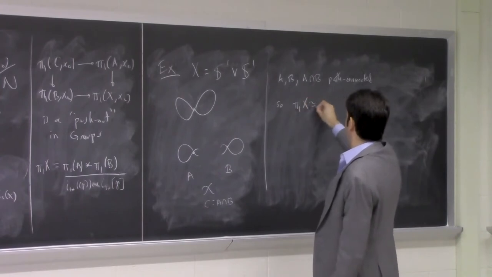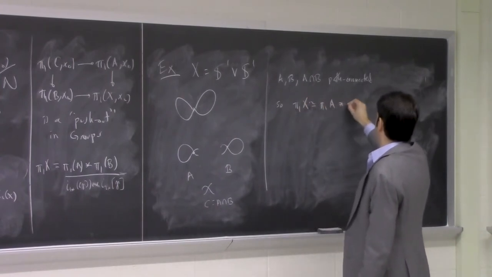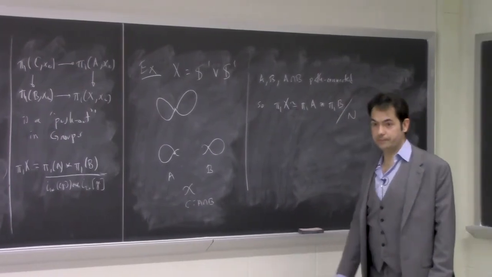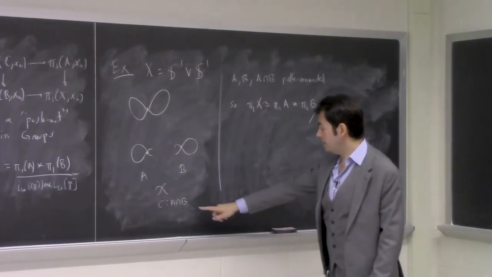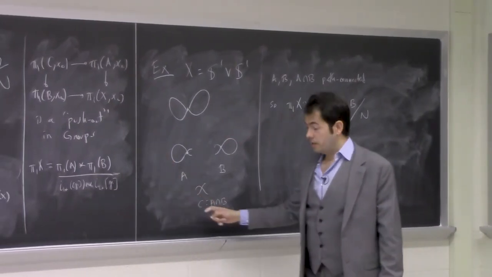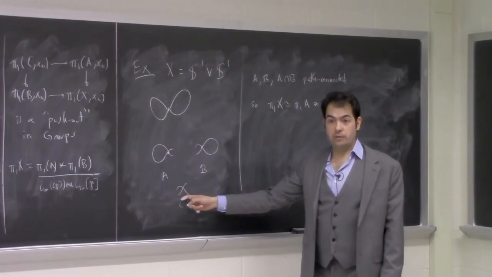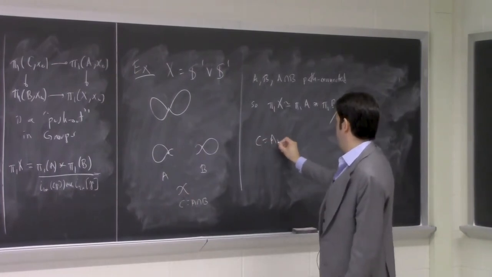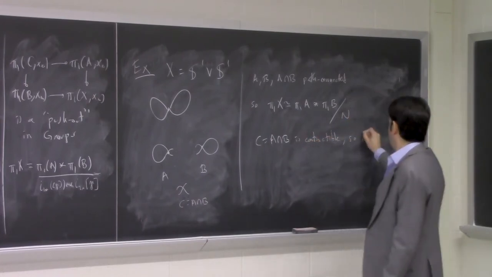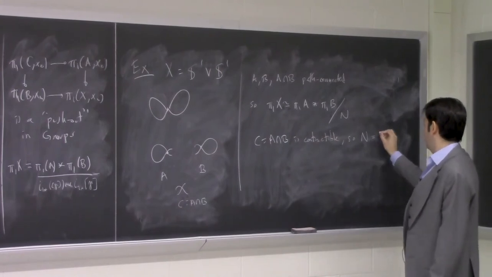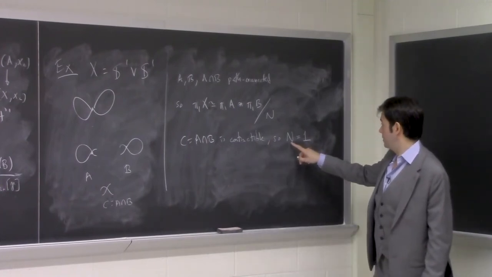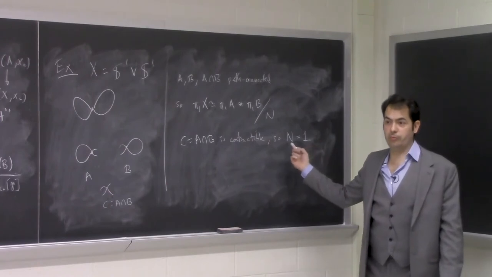So the fundamental group of X is the fundamental group of A free product the fundamental group of B, mod out by this normal subgroup. Right? But in this case, the normal subgroup is things that come from the fundamental group of C. C is contractible, right? So N is trivial. I'm going to use 1 for the trivial group instead of 0, hopefully without causing confusion.